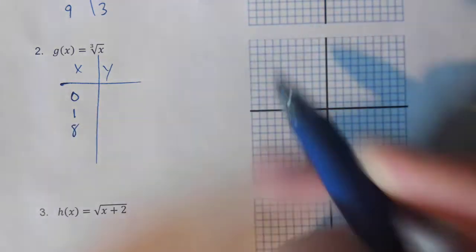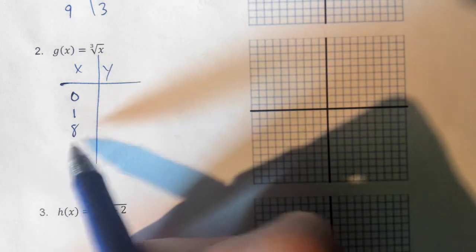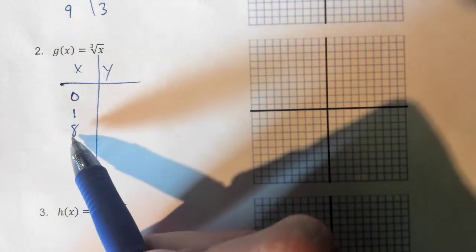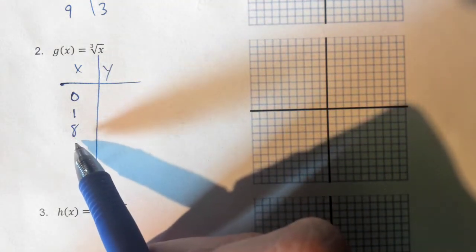So we always want to pick 0, that's easy. What's the next perfect cube? Well, 1 times 1 times 1 is 1, and 2 times 2 times 2 is 8. And that's as many as I can graph because I picked 3. It would be at 27 because 3 times 3 times 3 is 27. So I wouldn't pick 27 because that's going to be off the graph.